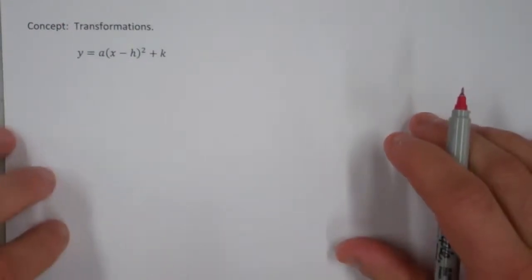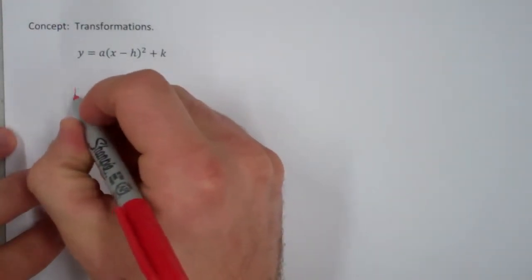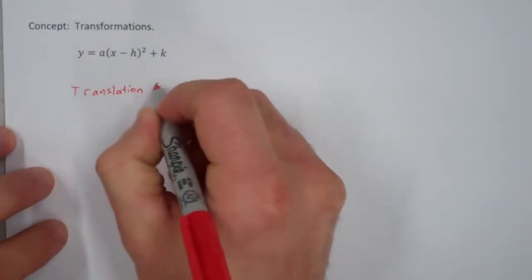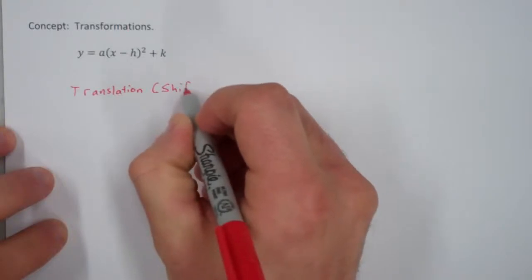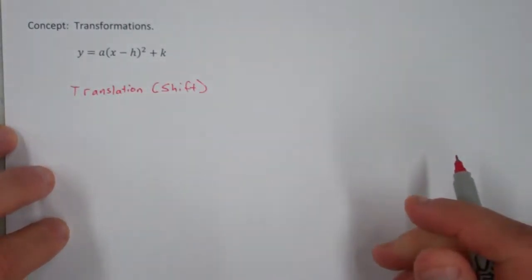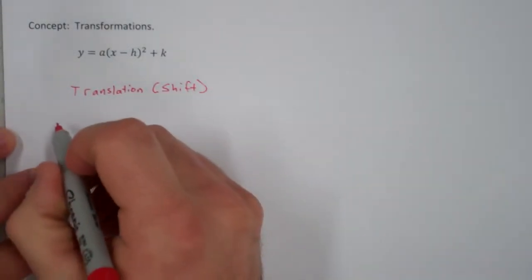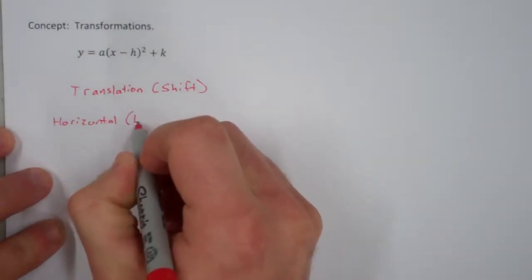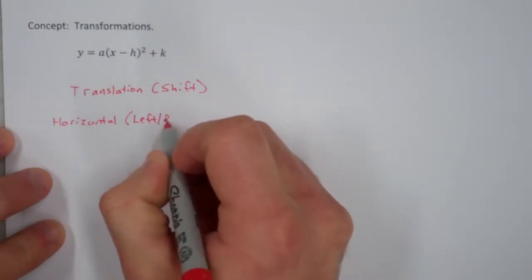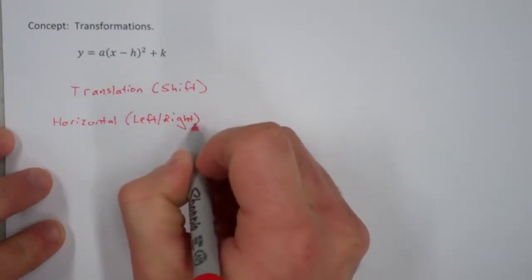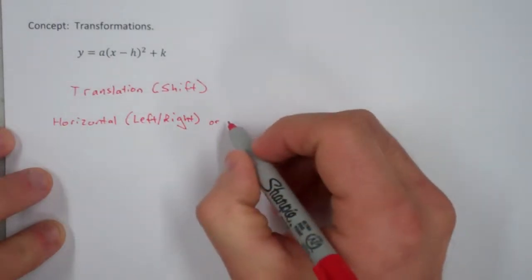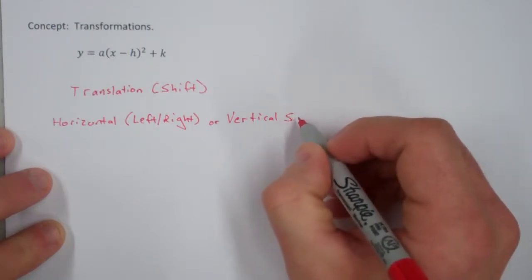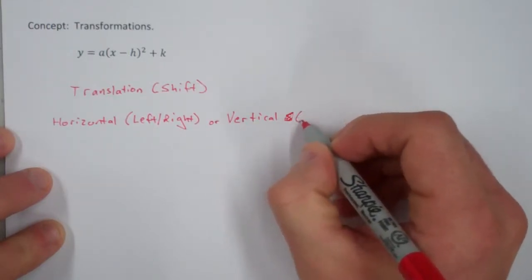The two transformations we're going to discuss today are going to be a translation, and all that is just a shift. And we can shift in the horizontal direction, left and right, so maybe I'll write that here. That's the x direction. Or we could do a vertical shift. We'll go up or down here.